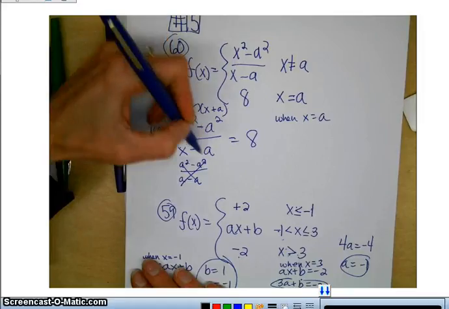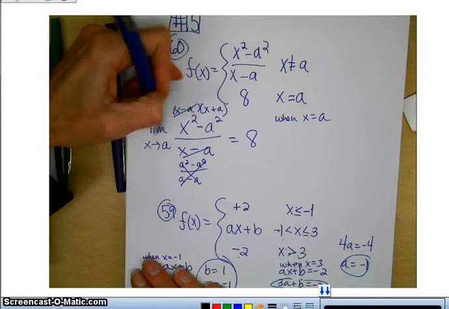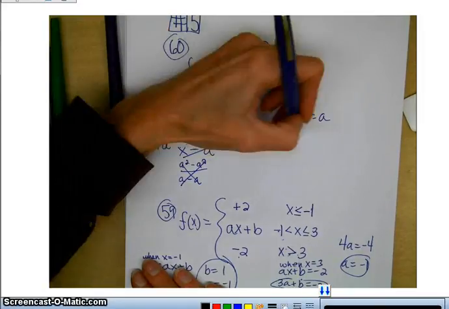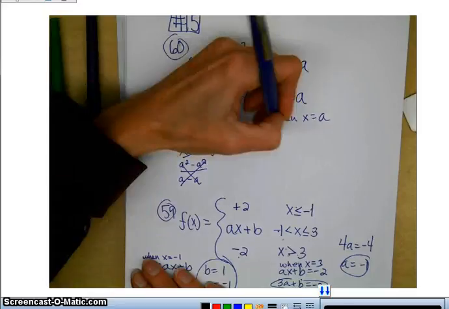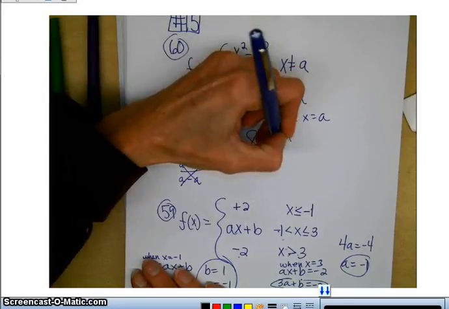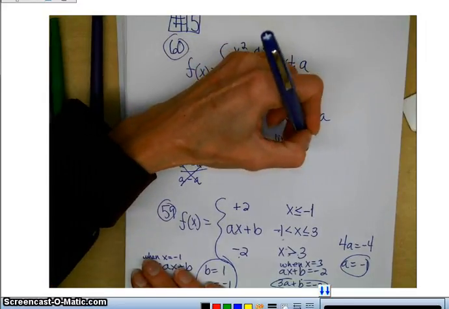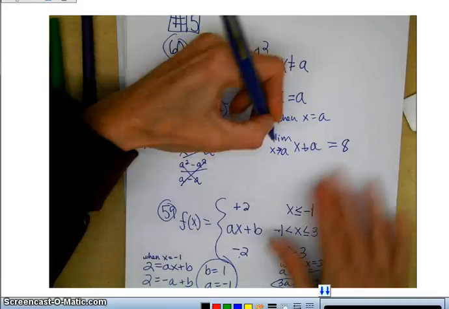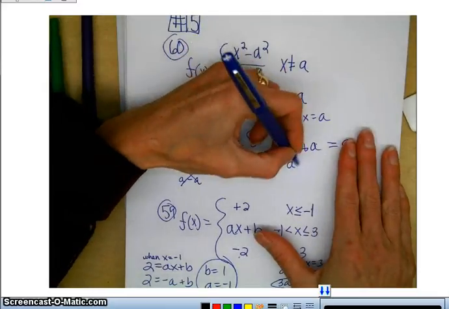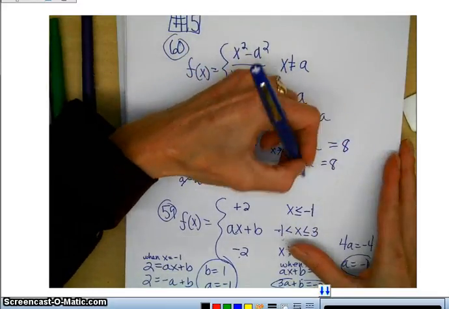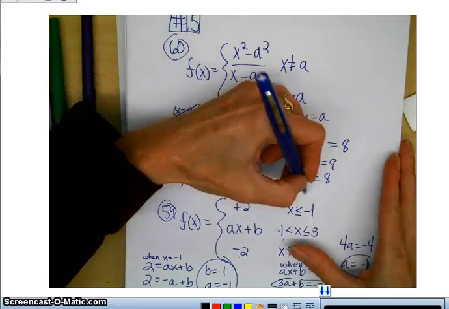The x minus a's cancel, so really I'm just finding the limit as x goes to a of x plus a. So now I'm just finding the limit as x goes to a of x plus a equals 8. So this side, now I can just plug a in. So what's a plus a? 2a. And what does a equal now? 4.